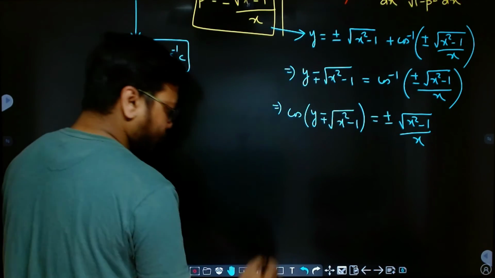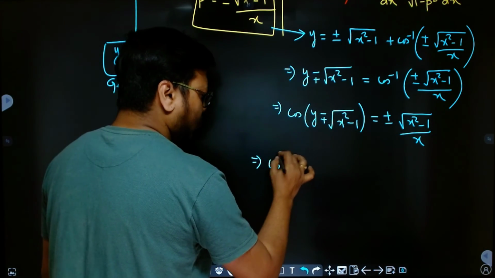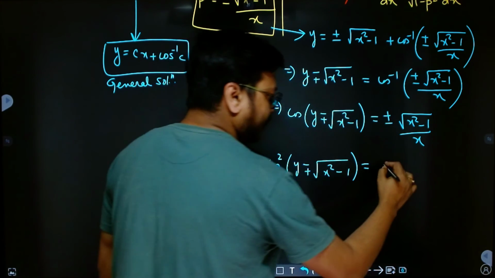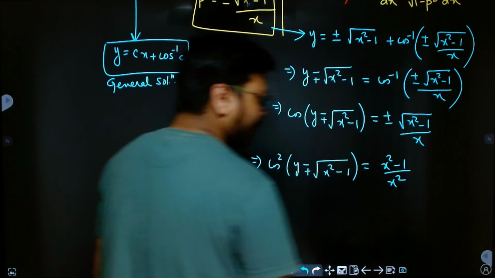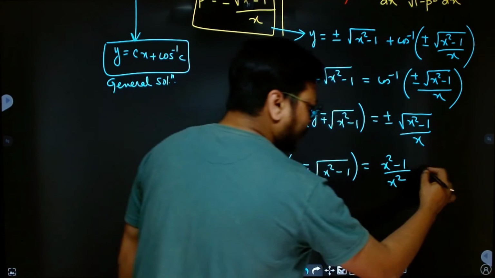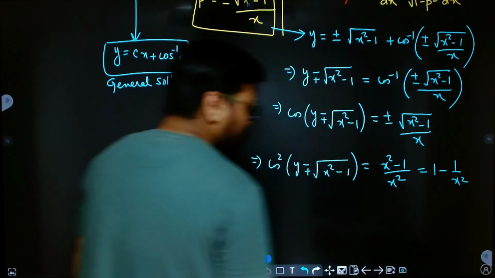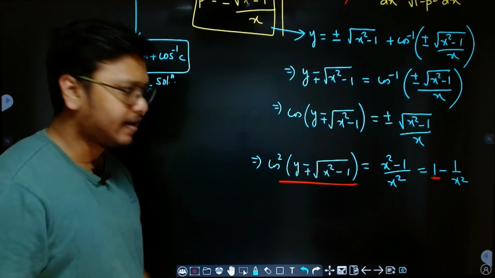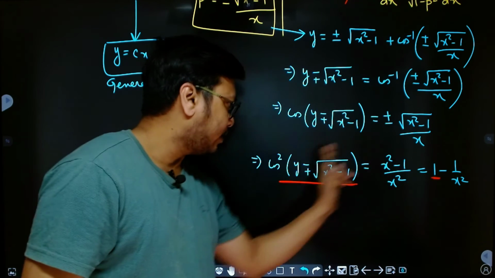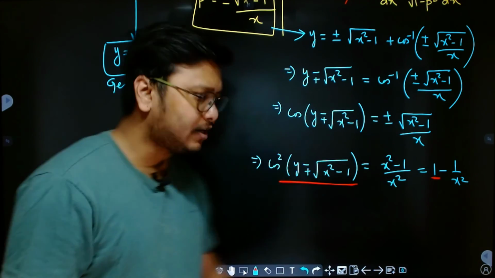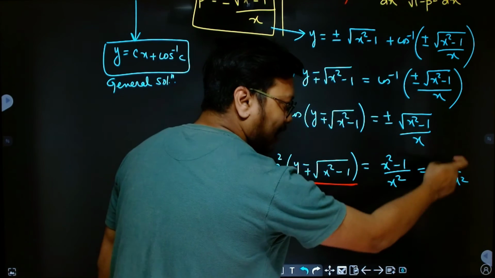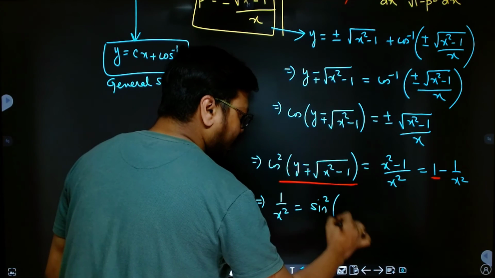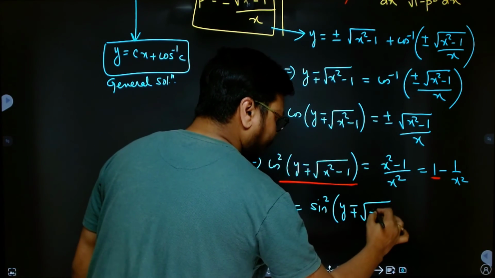So let's do a whole square over here, and we would get cos square of (y minus plus root over x square minus 1) equals x square minus 1 upon x square, right? And this we can write as 1 minus 1 by x square. So what we can do is write 1 minus cos square, so if I take this term on the right side, I'll get 1 minus cos square, so that becomes sine square, and I'll bring the 1 by x square on the left side. So 1 by x square equals sine square of (y minus plus root over x square minus 1).